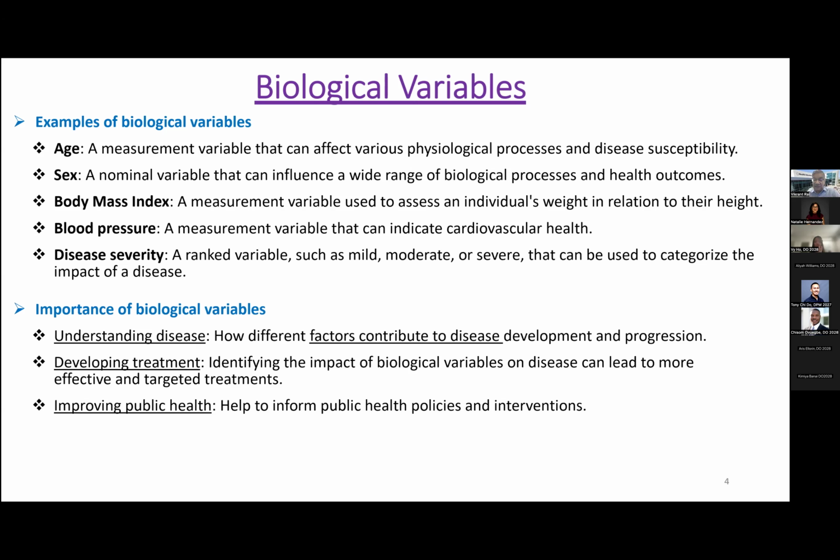So that is called generalization of the inference or whatever we have seen. And based on that, we reached the conclusion that we have to immunize everyone. That means we can improve the public health in general. So for that, these variables are very important.